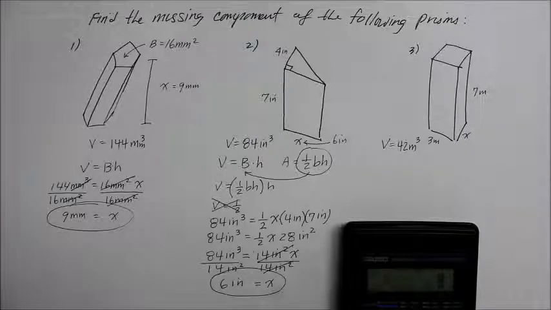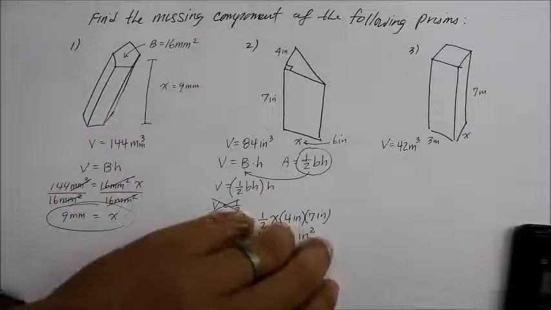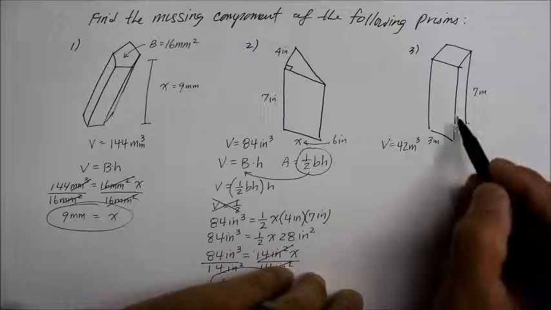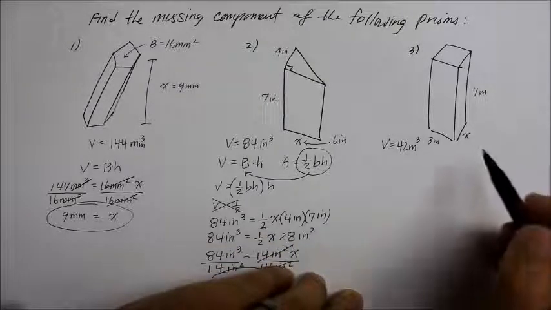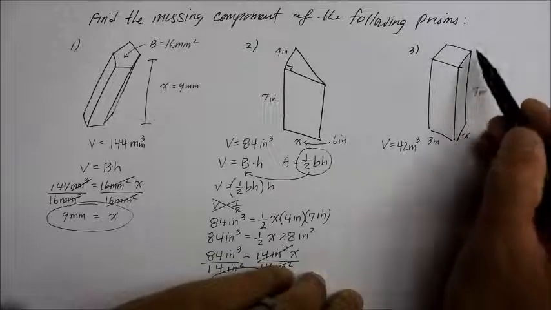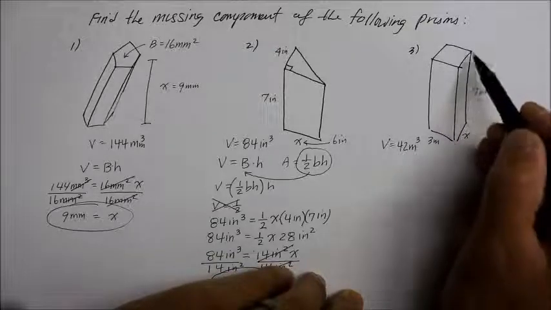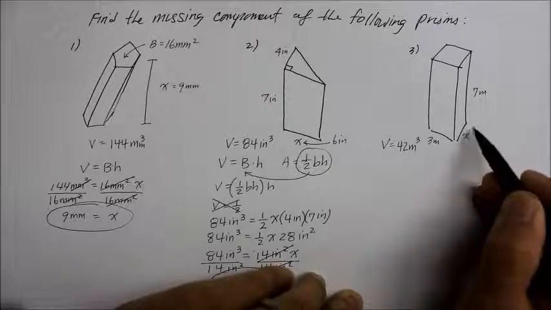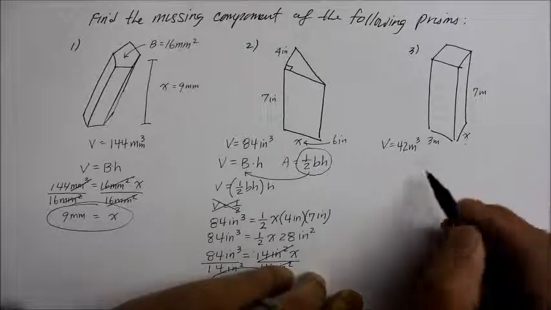Alright, so here's what I'm getting. Number 3. It's a classic rectangular prism. And the base, well, we don't know what the area is. We have the length, but we don't have the width. But we are given the volume, so here we go.